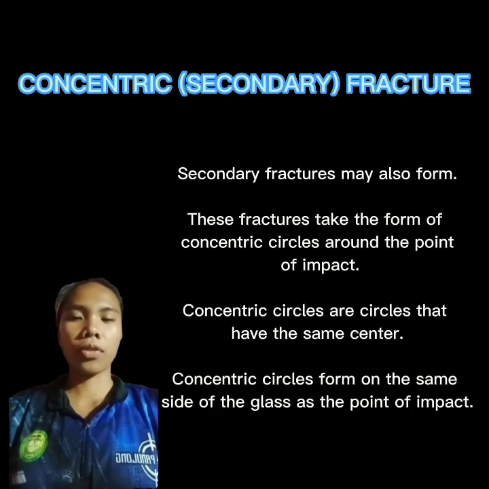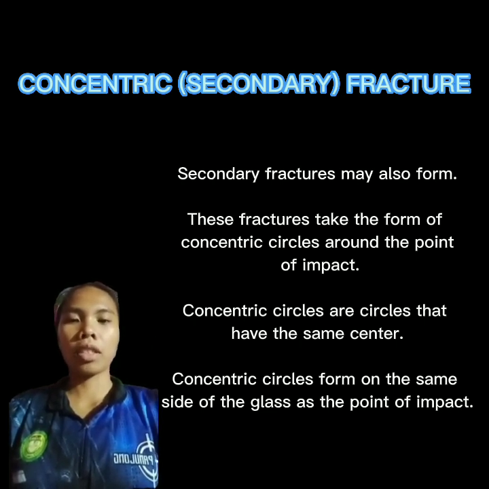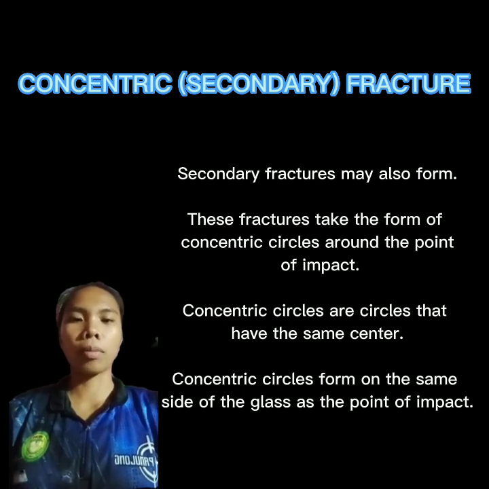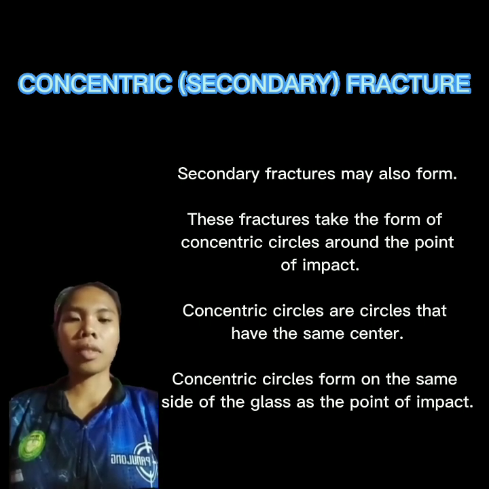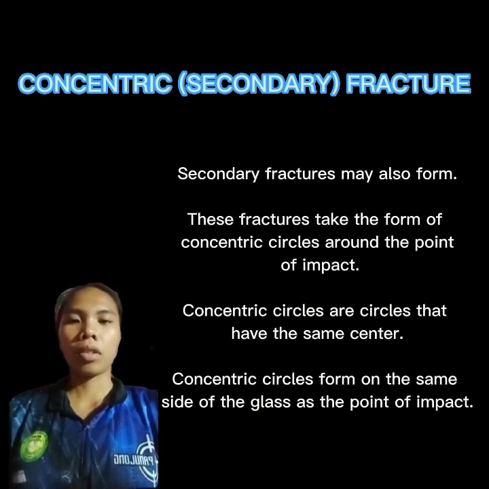Concentric secondary fractures. Secondary fractures may also form. These fractures take the form of concentric circles around the point of impact. Concentric circles are circles that have the same center. Concentric circles form on the same side of the glass as the point of impact.